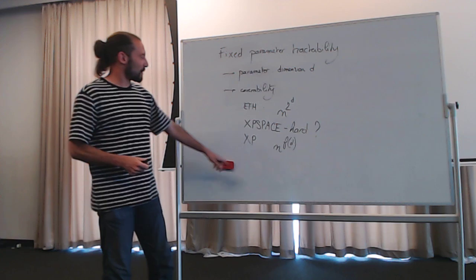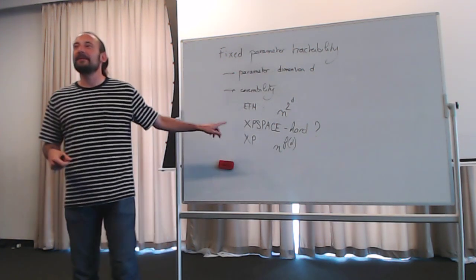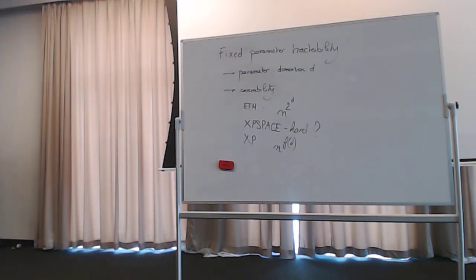You take the complicated definition of XP and you take space instead of time. Because I don't know it by heart, the definition is not so simple. But this is not just space n to f of d, or is it deterministic space n to f of d? I suspect probably something like this. I think it exists in the literature, this class, but I found like one paper that talks about it.